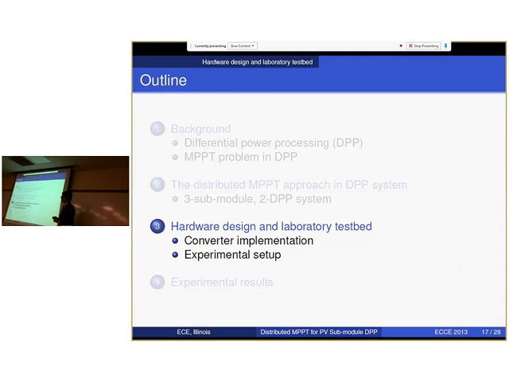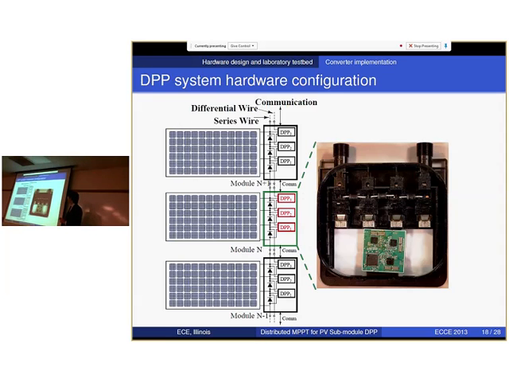So that's the simulation. So how do we actually implement this algorithm in a real DPP system? That's what I'm going to introduce next: hardware design and laboratory testbed. Let's begin with a look inside the PV junction box. As Catherine just introduced, each PV module typically consists of 3 submodules, and you can access these 3 submodules through a junction box.